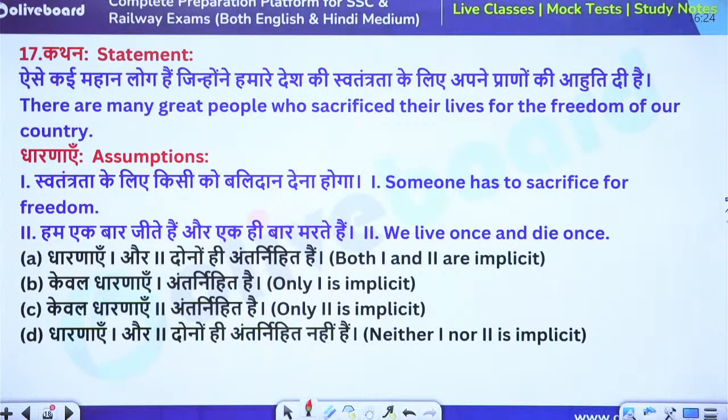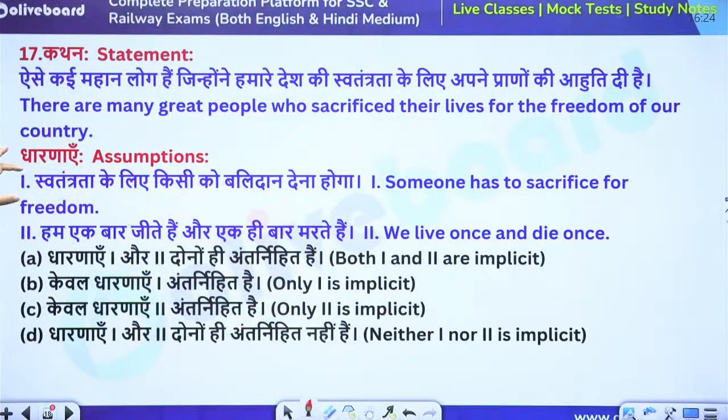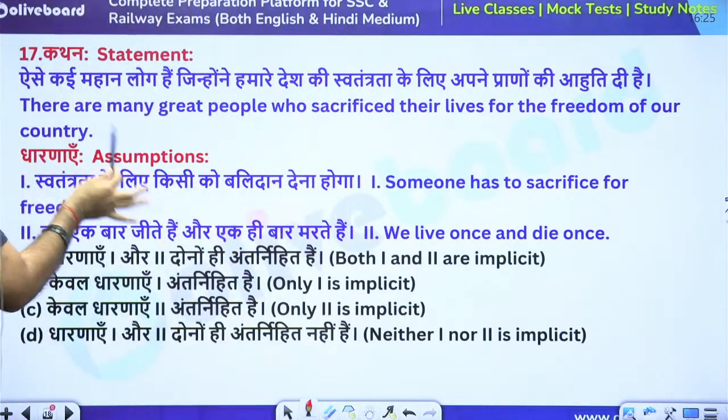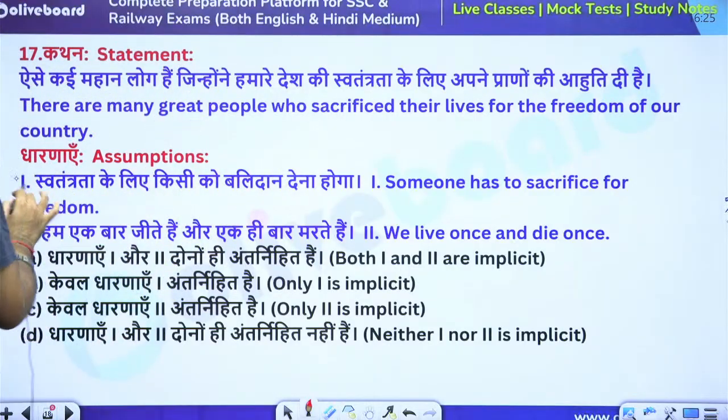There are many great people who sacrifice their lives for the freedom of our country. Now assumptions. While writing this statement, what is the author assuming? What is the author thinking about? Which is very obvious, so obvious that the author has not even mentioned it here. So someone has to sacrifice for the freedom. But is the author assuming that someone definitely has to sacrifice for the freedom, only then will a country get freedom? We are not sure about that. Okay, that's not very obvious.